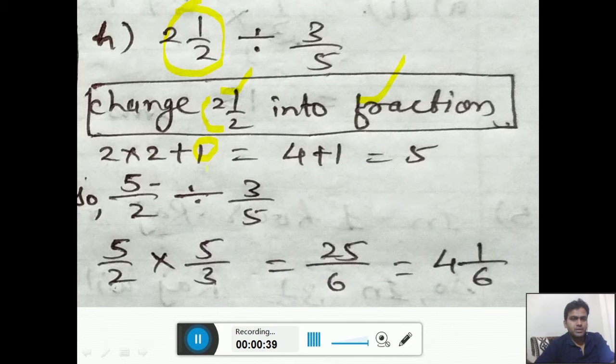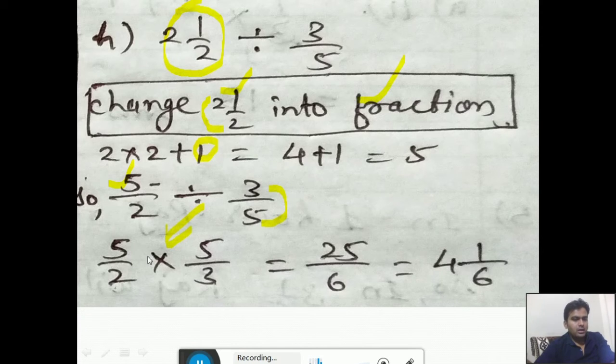So this fraction is changed into 5 upon 2. Now the divide sign, write down the divide, 3 upon 5. Now how to solve this? Change this divide into multiply and reciprocal the number which is written next to the divide sign. So 3 upon 5 will change into 5 upon 3.